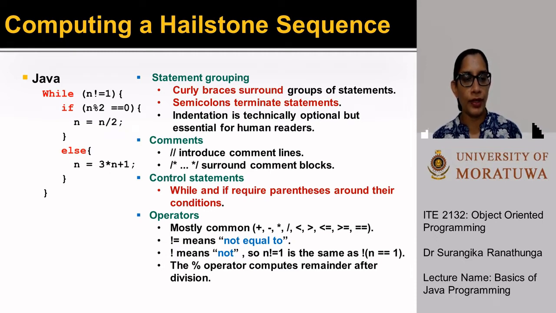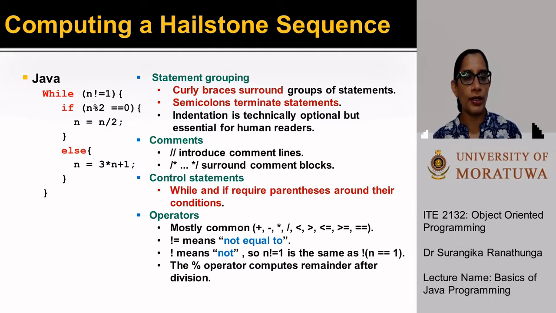And here, for the if condition, you have this percentage operator. We call it the modulo operator. When you use this operator, it will give you the remainder when n is divided by the other number. So here, when n is divided by 2, the remainder is 0.